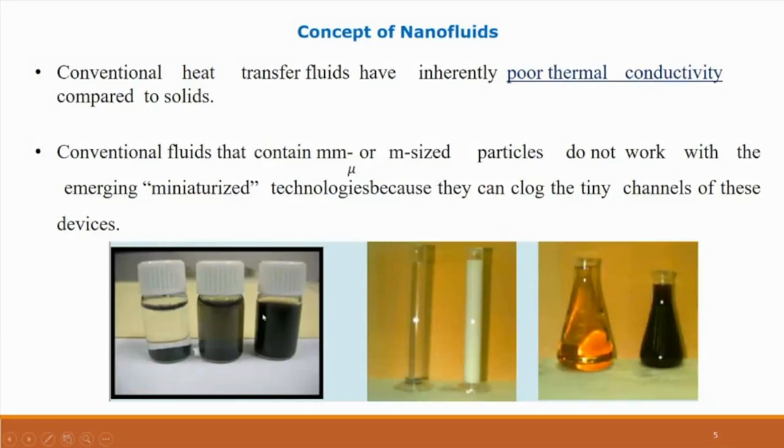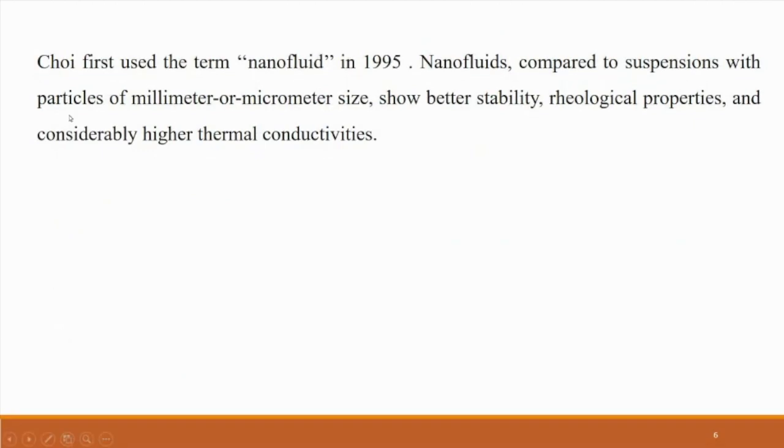Okay, these are some examples, a little idea of how it looks. These are real pictures of nanofluids. The scientist Choi first used them in 1995. So you can see that this area of research, nanofluids, nanoparticles, nanotechnology, is not much older compared to other research areas. The first nanofluid was introduced by the researcher Choi in 1995. So it's a modern area of research, and a lot of research is being carried out in this area.